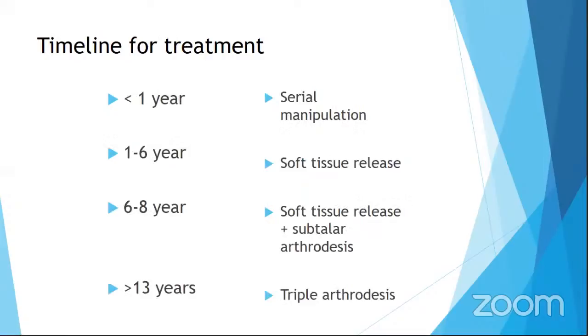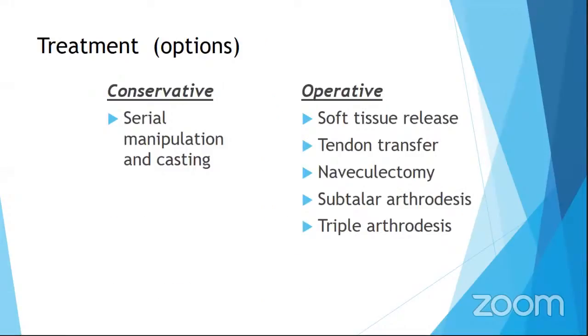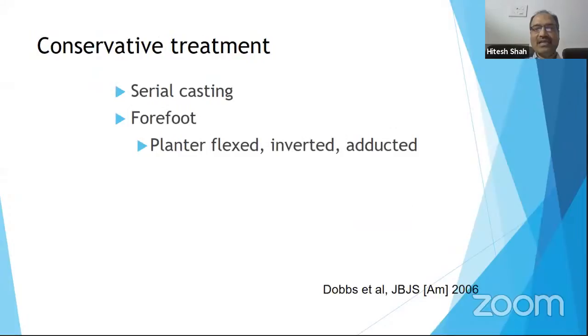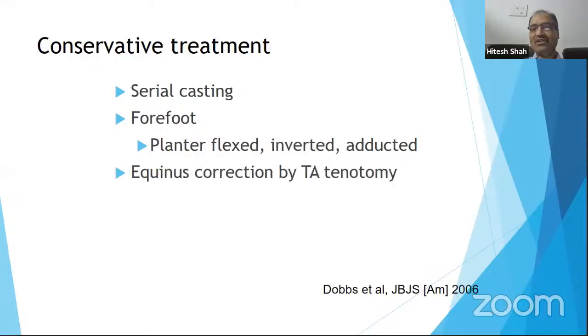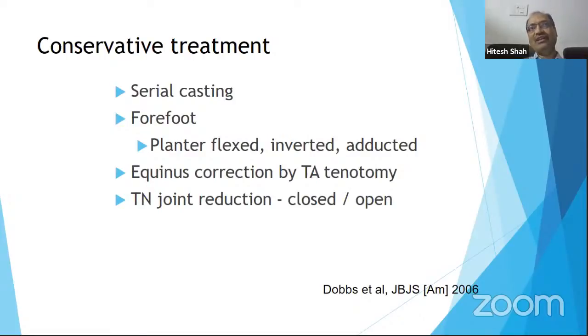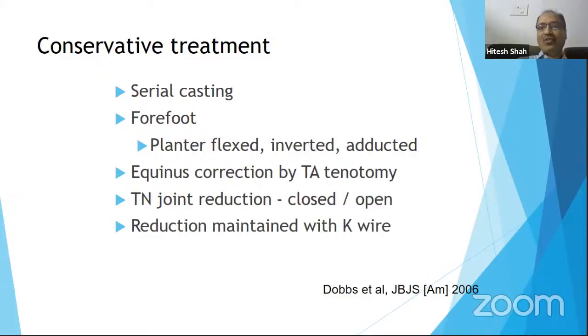Okay, Sir, how is it done according to the Dobbs method? Yes, you need to bring the forefoot into plantar flexion, inverted and adducted. You need to correct the tendoachilles deformity by tendoachilles tenotomy, and the talonavicular joint would be opened. Again, it's not closed. Initially it was described as closed, but if you see the literature very carefully, the recurrence rate with closed K-wire is not very good. So you need to open the capsule, reduce the talonavicular joint and maintain it with the K-wire.